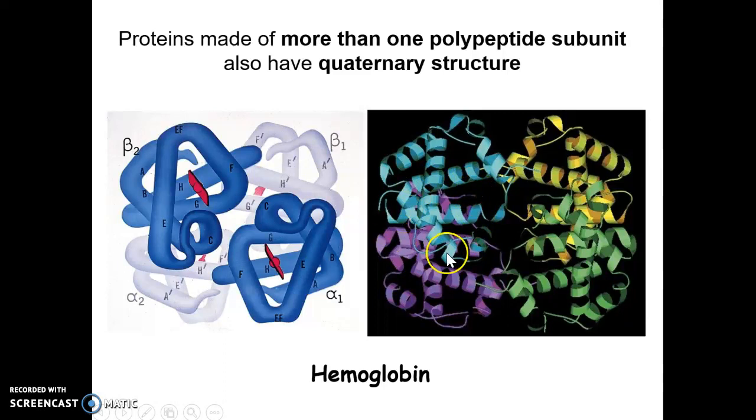Hemoglobin is a protein that is pretty well known, and hemoglobin is made up of two hemoglobin A's and two hemoglobin B's. So I guess now we'll move on to the second video.